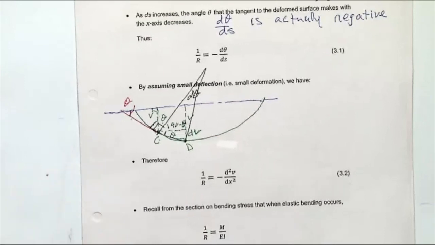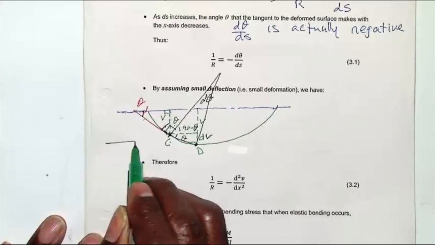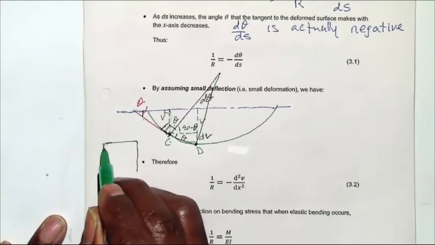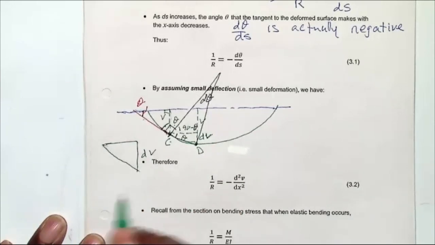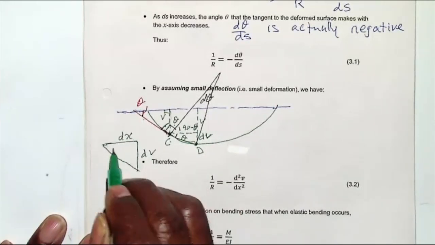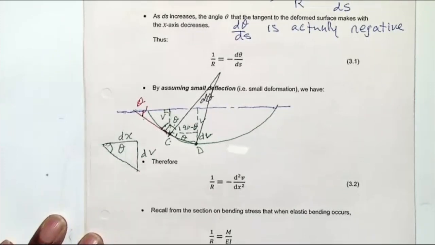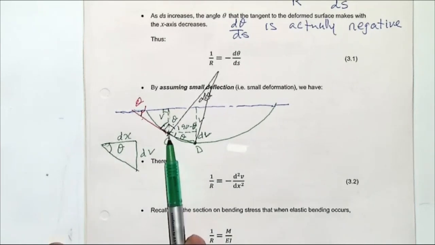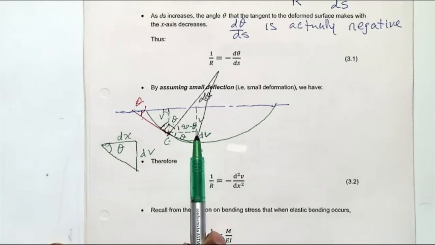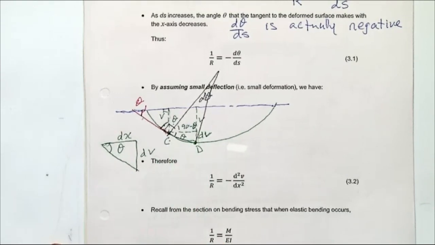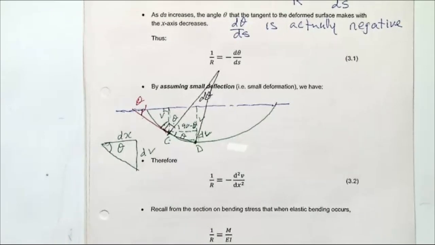So I'm going to draw that small triangle below here so that we can see a bit more clearly. So what I now have is something that looks like this: dv, dx, theta. So that is a triangle from C to D vertically up like that. So that is this triangle here, going from here horizontally, vertically, and then going back up like that. That is all I need to find what we are trying to find.